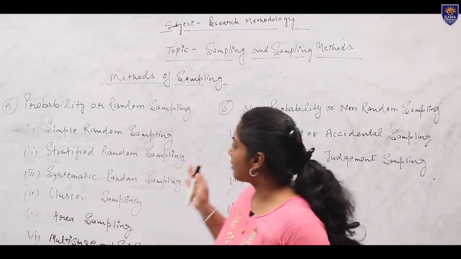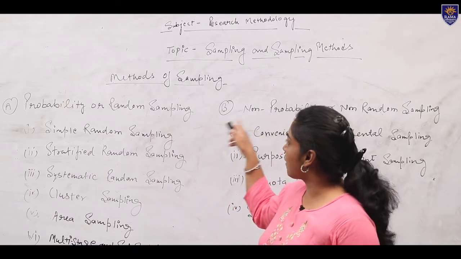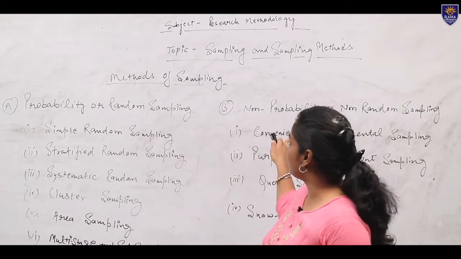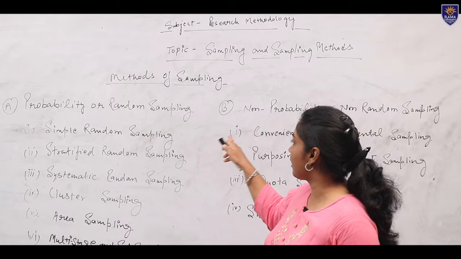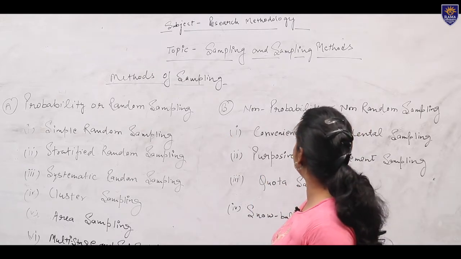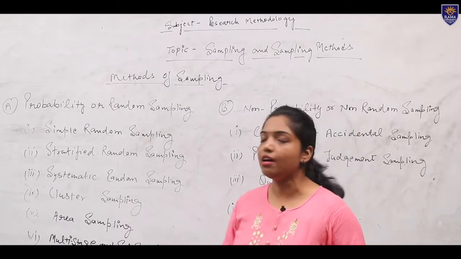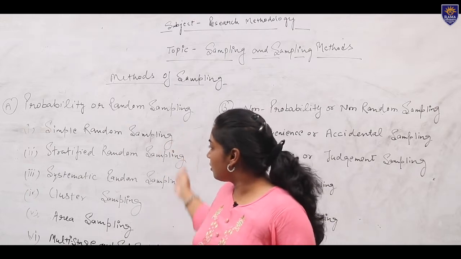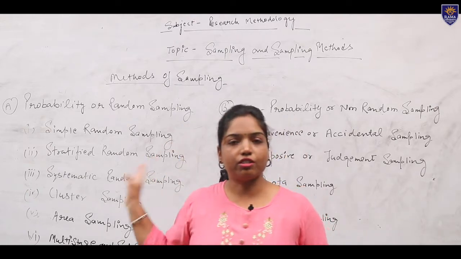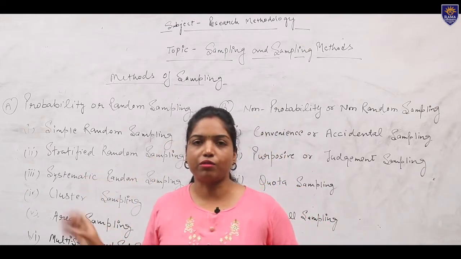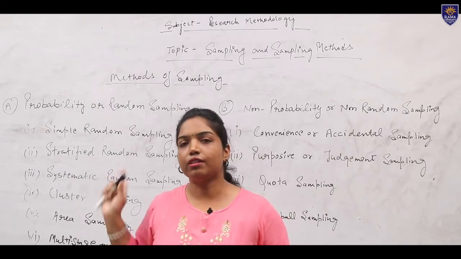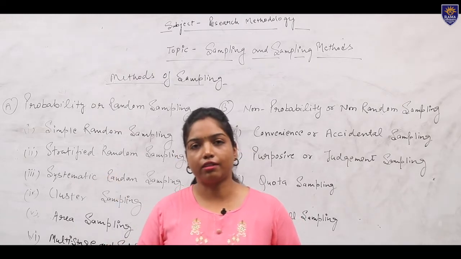There are many sampling techniques, and we can divide them into two parts: probability or random sampling, and the next one, non-probability or non-random sampling. We will study these parts of sampling one by one. The first one is probability sampling or random sampling.